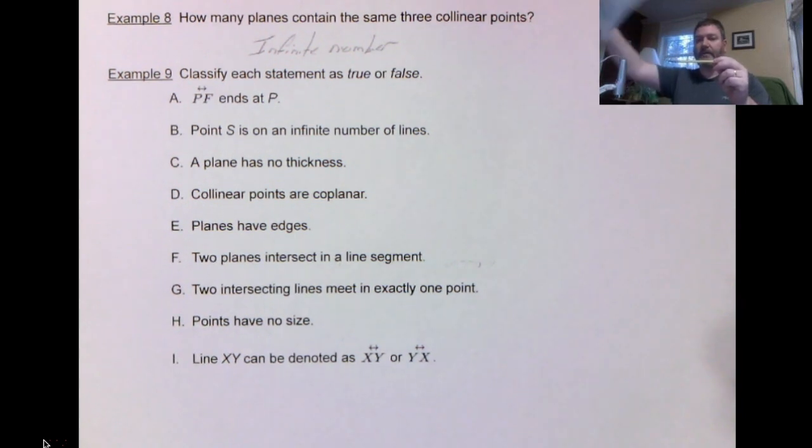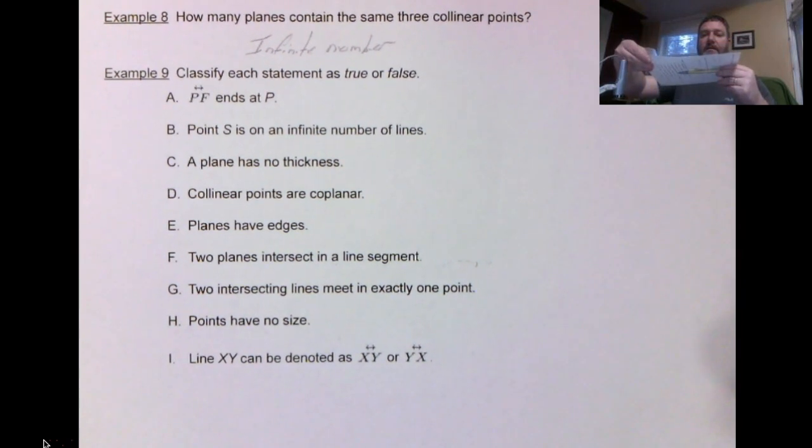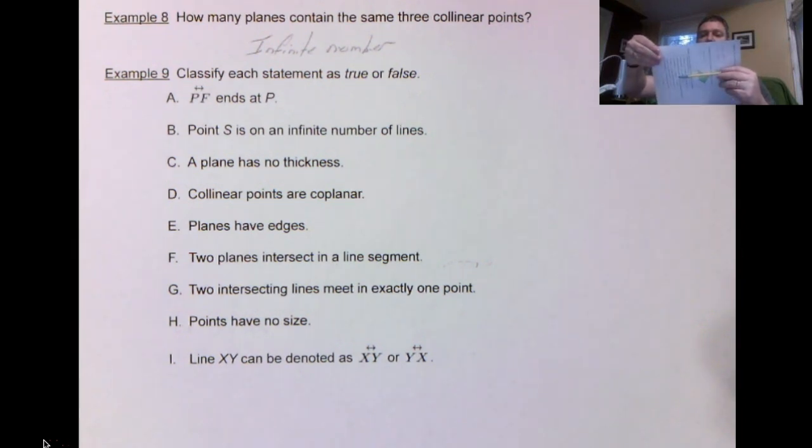If I take this piece of paper as the plane containing the pencil, well, I can rotate this plane to here. That's a different plane containing the pencil. And here, that's a different plane containing the pencil. And a different plane containing the pencil. I'm not moving the pencil. I'm showing you different planes containing that same pencil. There are an infinite number of planes that contain that pencil, and the pencil contains collinear points.